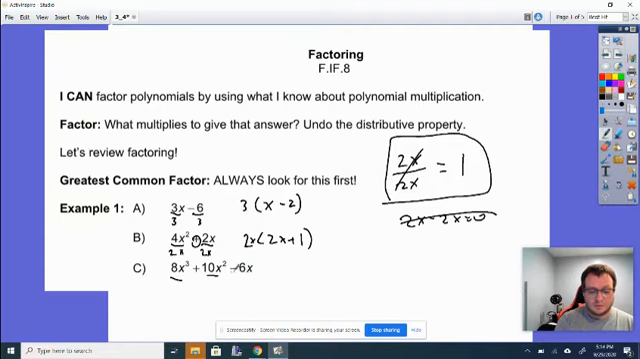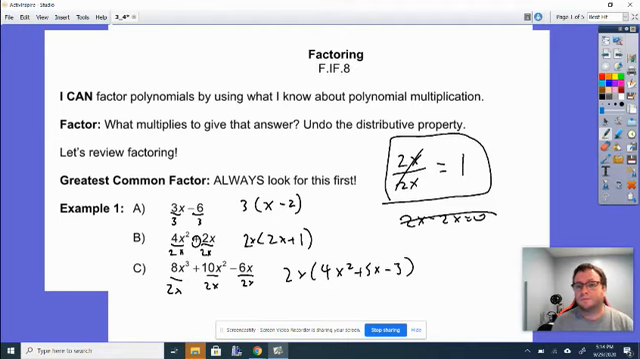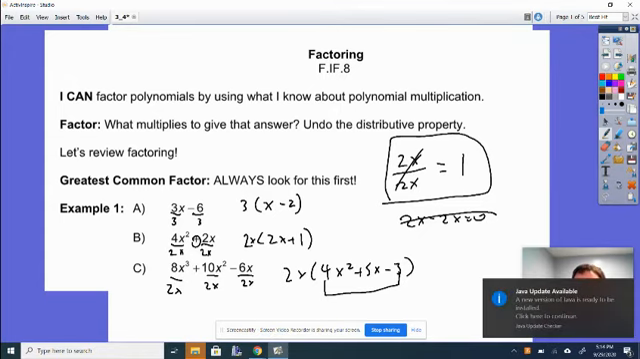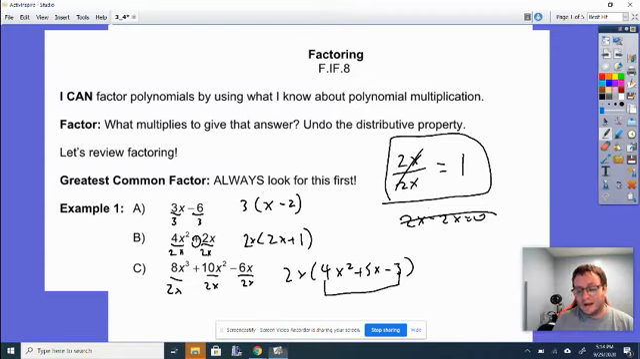For the last one, I can do everything by 2x again. So 2x, 4x squared plus 5x minus 3. Okay. Now, on this last one, I have a nice quadratic here. So I need to be careful, because if my question says, hey, factor completely, I do want to double check this and make sure that I can't factor it anymore. Okay. And I'll show you how to do that in a minute.